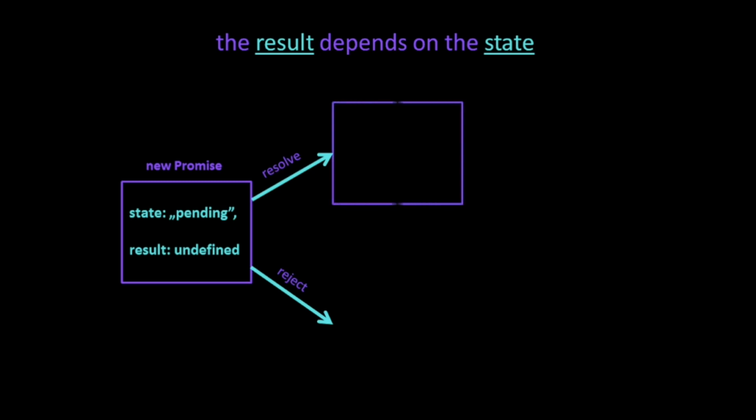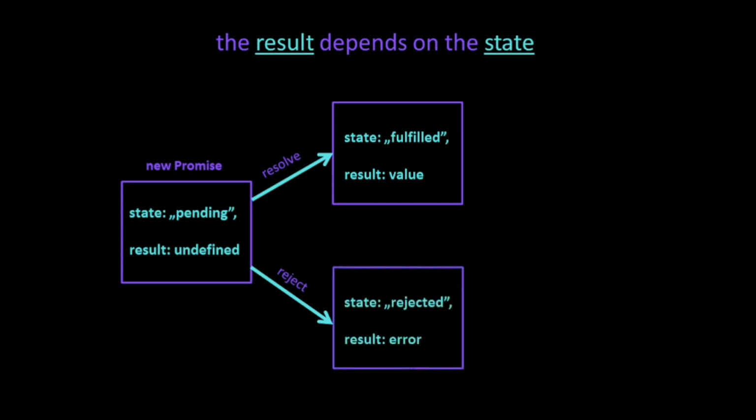The result property depends on the state property. Let's say that we are given a new promise. Its initial state is pending, and its result is undefined. The promise can be either resolved or rejected. If it's resolved, its state is fulfilled and its result is the returned value from the asynchronous operation. If the promise is rejected, its state is rejected and its result is an error.